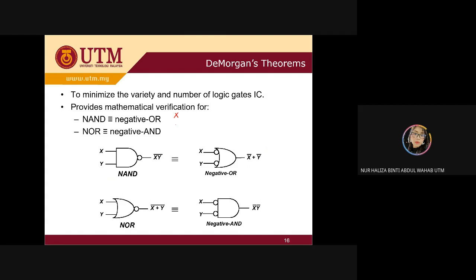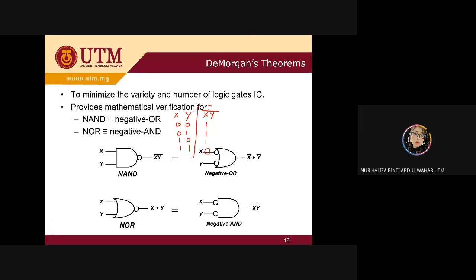We have X and Y: 0, 0, 0, 1, 1, 0, 1, 1. From this truth table, we have 0, 0, 0, 1, 1, 0. And when we have X, Y bar, this is our NAND gate. We are already familiar with this truth table. It is like a bar of the AND gate. It will be 1, 1, 1, 0. I don't need to discuss this with you again.